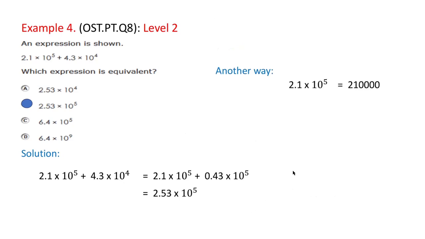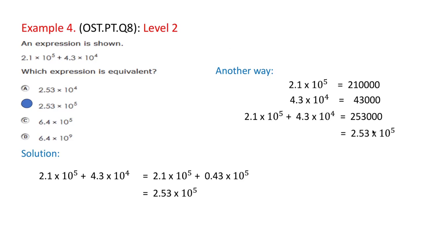Now, if you want to turn them into decimal points here, it's fine. You get this. You get this. Add them, and now you need to convert the result back to scientific notation. Your decimal point is here. 1, 2, 3, 4, 5. Every time I go to the left, I divide by 10. Then I have to multiply by 10 not to change the value of the number. So 2.53 times 10 to the power 5.